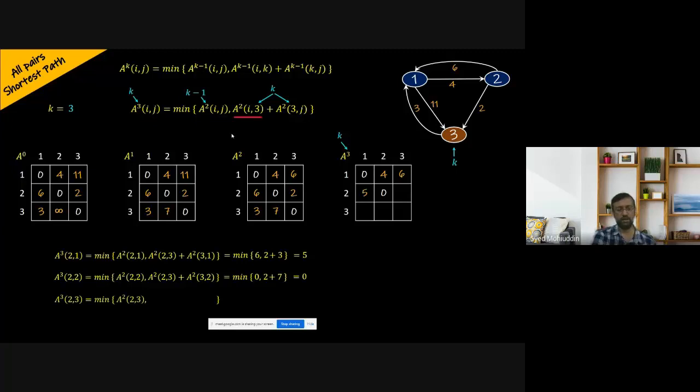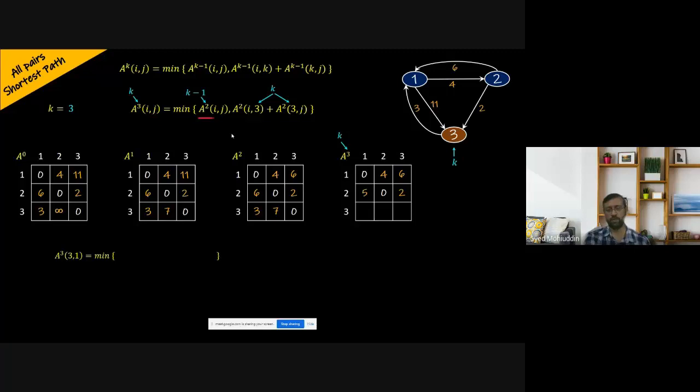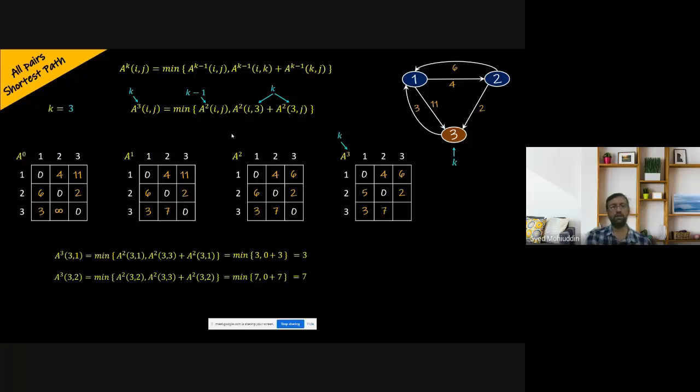So finally, what we have is A3 as the matrix. Now the next thing is, should we compute A4? That is, k equal to 4? No. k is the number of intermediate vertices. So the number of intermediate vertices we have, that many rounds we have to perform. When we compute all the values for k up to A3, what that means is we got the shortest path among all pairs.